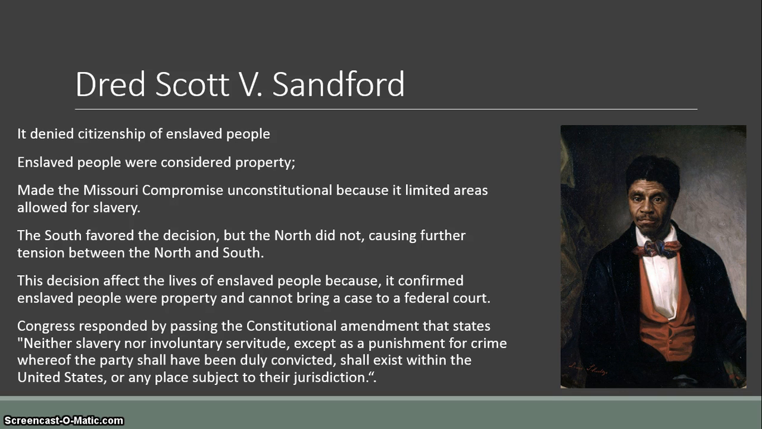But the North did not. The North thought that this was just going to lead to more problems. They thought the judges were just trying to make an easy decision to stop conflict from happening. But what really happened was it caused some really intense conflict between the North and the South. But more importantly, this decision really affected the lives of enslaved people.